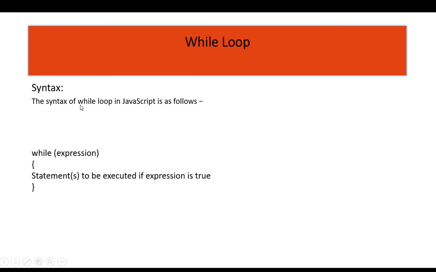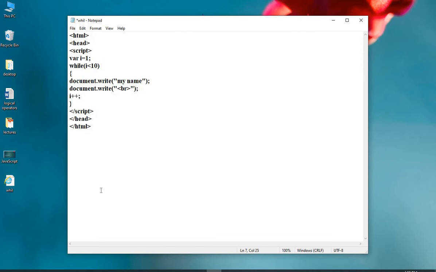First, while loop. The syntax for while loop is: while expression, curly braces start, statements to be executed if expression is true, and curly braces close. Let's implement the while loop in the code. Suppose I want to print my name 10 times.